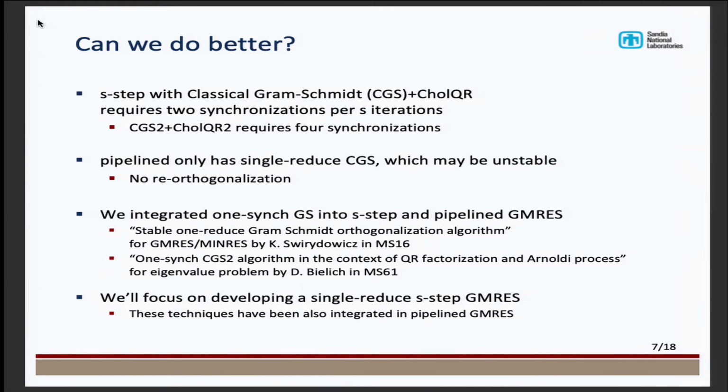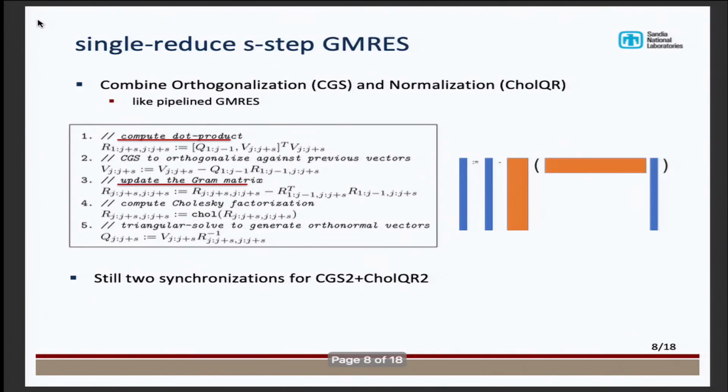So we've been looking to integrate this single-reduce Gram-Schmidt into our solvers. This technique has already been talked about in a couple of other talks. We had another talk by Cassius, I think on Wednesday, which is in the context of GMRES and MinRES. And there's another talk tomorrow using this for the eigensolvers. But really the main difference here is we're going to be using this for S-step and pipelined Krylovs. Okay, so I'm going to be mainly focusing on S-step GMRES.